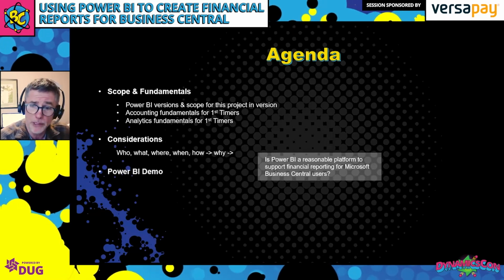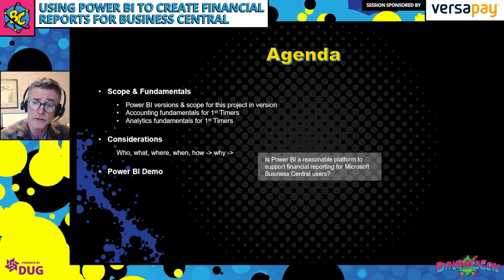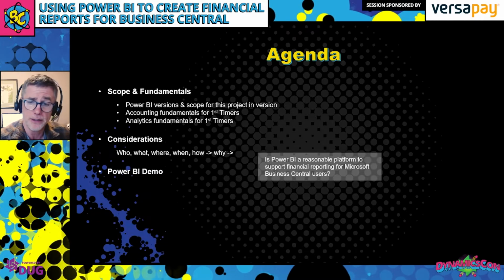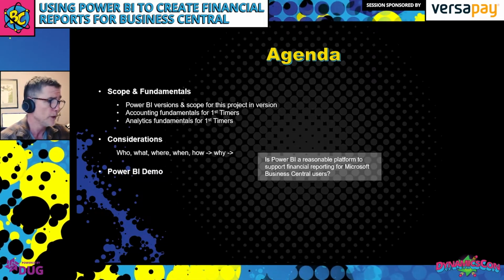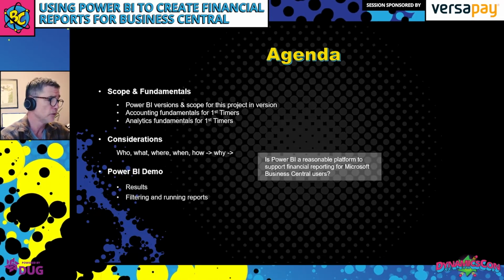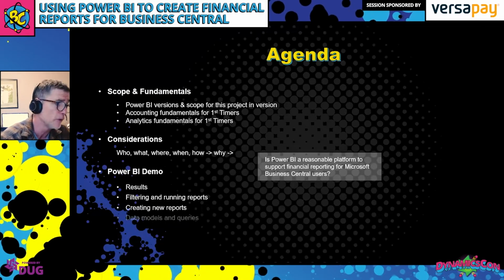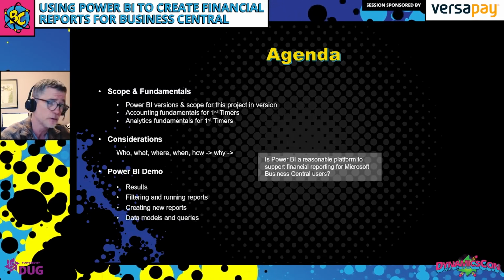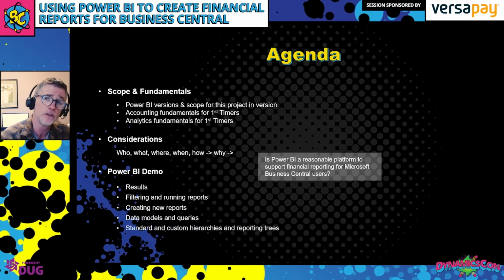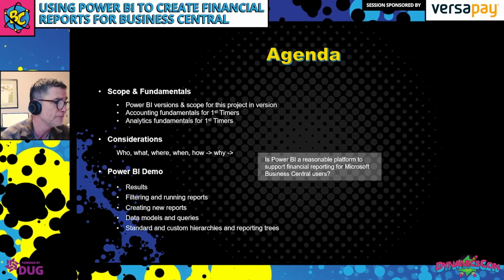We'll start off with a Power BI demo around minute 15, and we'll cover the reports that we created, what they look like, how to run them, and so on. We'll cover our results. We will cover filtering and running reports, creating new reports, data models and queries, and then we'll talk about what standard and custom hierarchies are, and reporting trees, and how you might set those up.